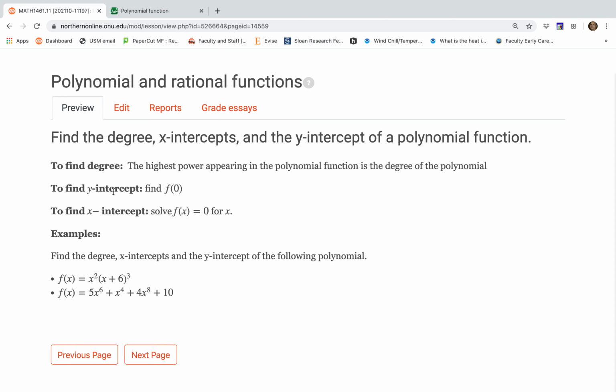To find the y-intercept, all you need to do is evaluate this function at 0.